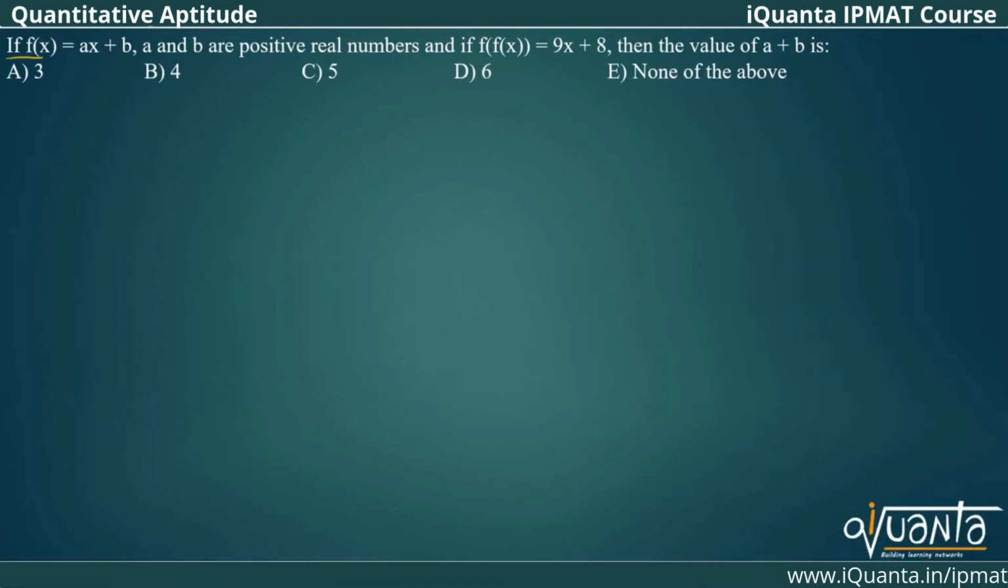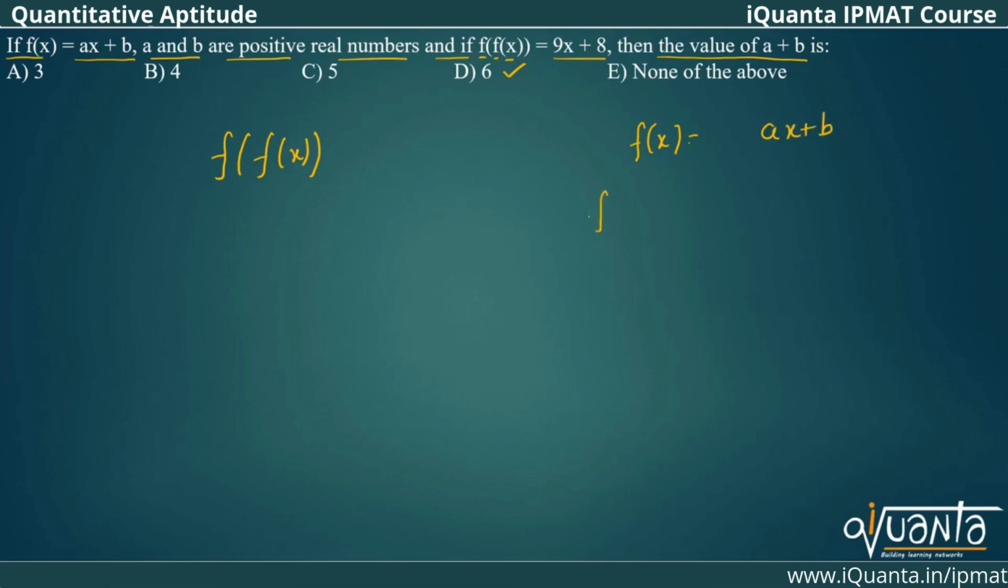If f(x) is ax plus b, a and b are positive real numbers, and if f(f(x)) is equal to 9x plus 8, then the value of a plus b is. How to calculate f(f(x))? See, it is very easy. What you need to do is, we know that f(x) is ax plus b.